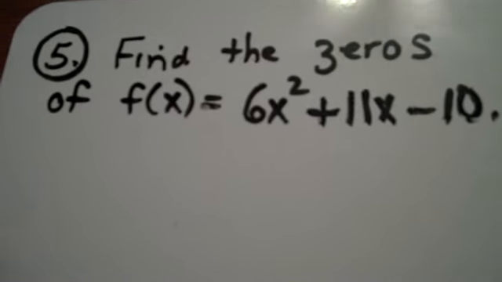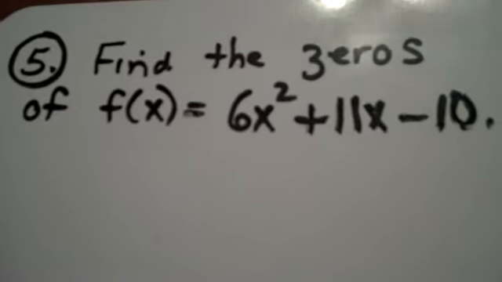Okay, for question number 5 of our final exam review video for 1105, we are given a function, f of x equals 6x squared plus 11x minus 10. And we are asked to find its zeros.